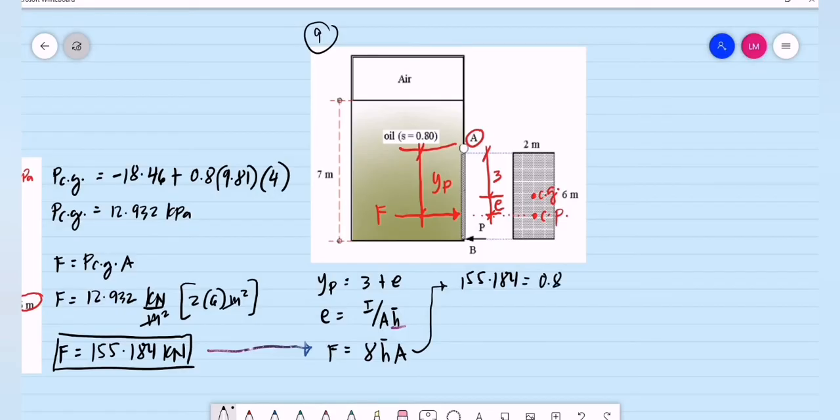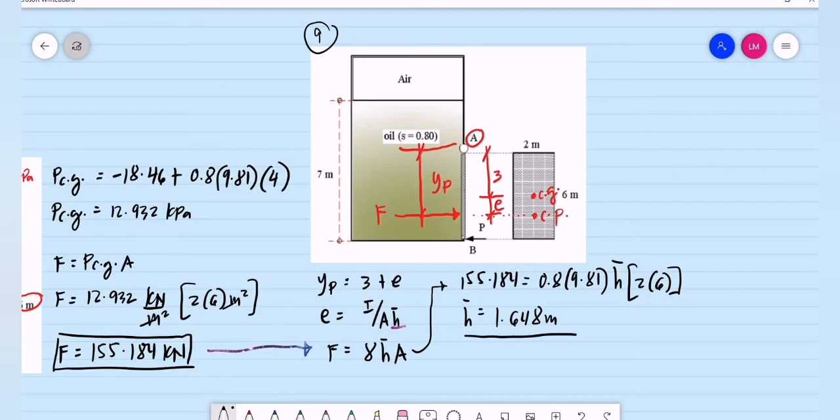Specific gravity 0.8 times 9.81 multiplied by the bar h multiplied by the area of the gate, which is 2 meters by 6 meters. So computing for the bar h: 155.184 divided by 0.8 by 9.81 divided by the area, that is 2 by 6. So we have the equivalent of the bar h equal to 1.648 meters.